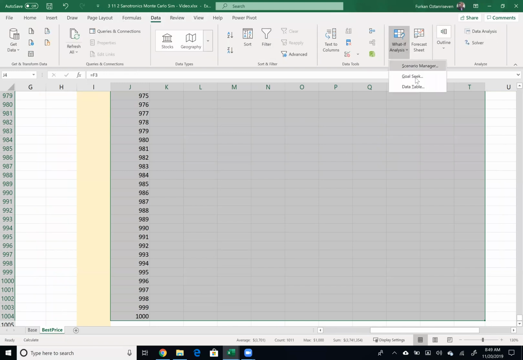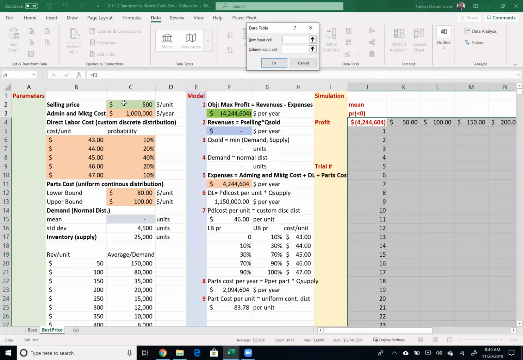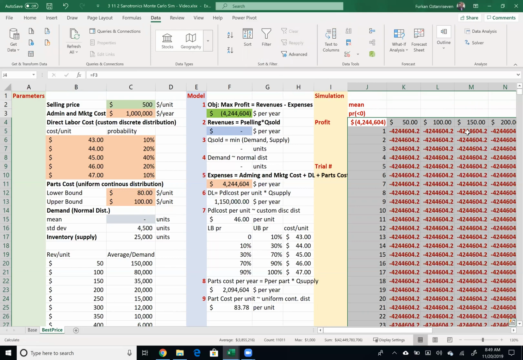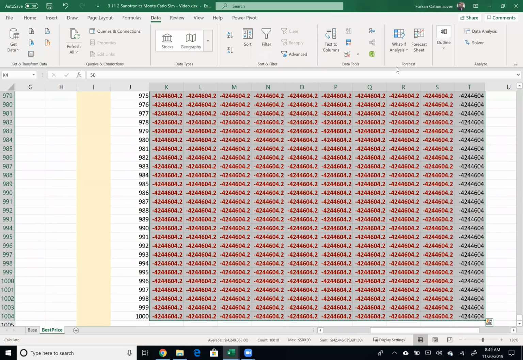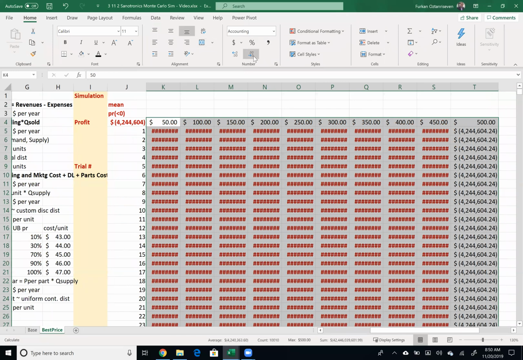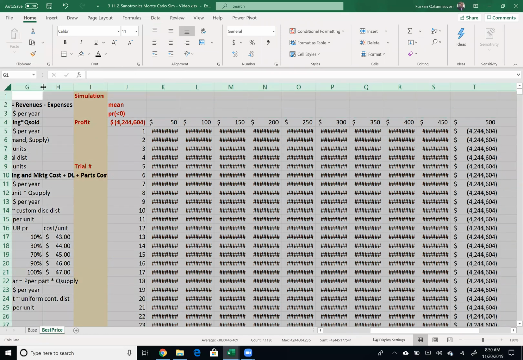Data, What-If Analysis, Data Table. Row input cell will be price. And then column input cell will be trial numbers, which is a dummy number. So I will just choose this blank cell, let's say this one, and I will keep that blank all the time. Click OK. So now I got all these runs, and these are all dollars. They don't need to be bold, Control B, and they don't need to be red. It looks like these numbers are a little big.